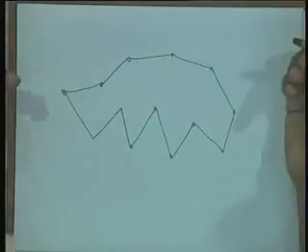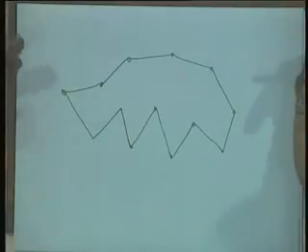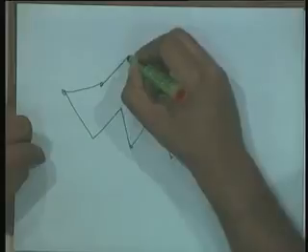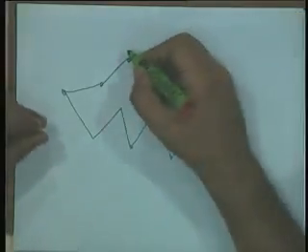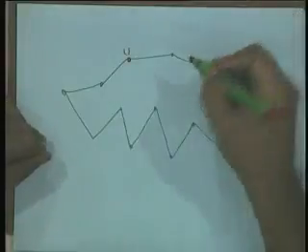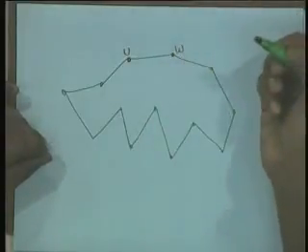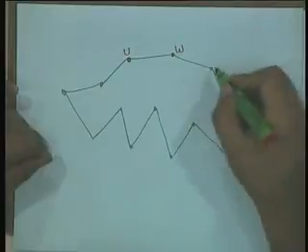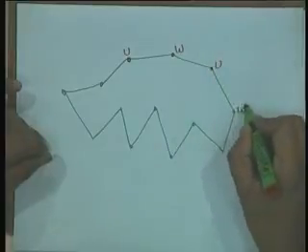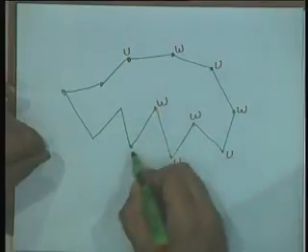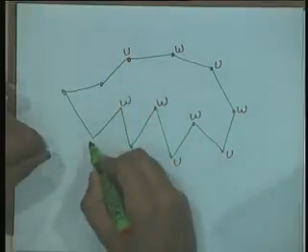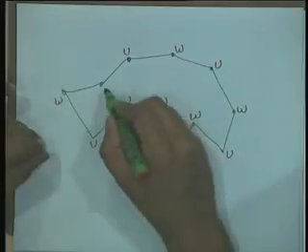So, proof by contradiction. Suppose the graph is bipartite. So what will happen? Suppose this vertex is either on the U side or on the W side. Suppose it's on the U side, then this vertex has to be on the W side. Then this has to be on the U side. This has to be W, U, W, U, W, U, W, U, W, U.